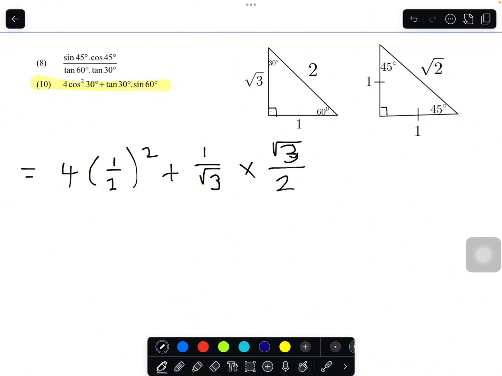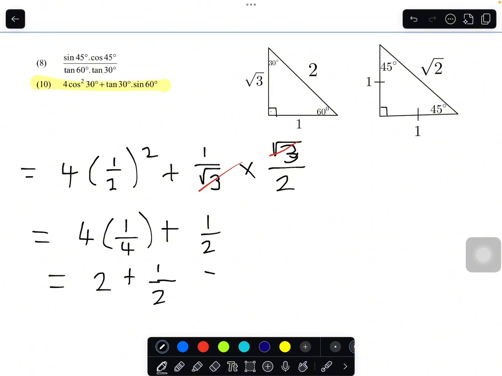And then finally here I'm going to have 4 into 3 over 4 plus, here this root 3 cancels off with this root 3, and I'm going to have a half here, and then I'm just going to have 3 plus a half, and that will then equal 3 and a half, or you can have it as 7 over 2.